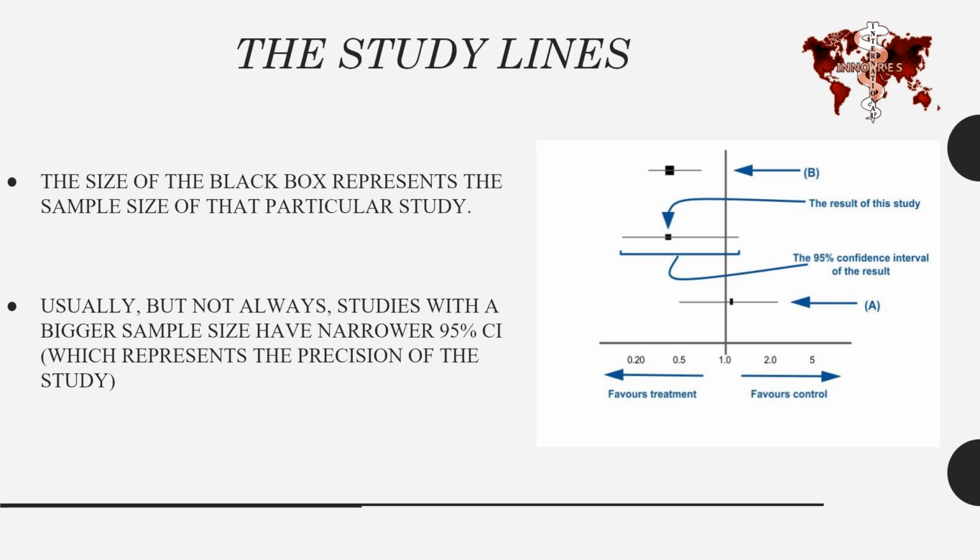The size of a black box represents the sample size of that particular study. If the size is more, it means that the sample size is more. Usually, but not always, studies with a bigger sample size have a narrower 95% confidence interval.